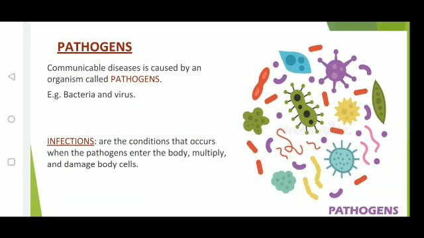The next term is infection. Infections are the condition that occurs when pathogens enter the body, multiply and damage the body cells. So what does infection mean? When these pathogens enter the human body, with a suitable environment, the bacteria or viruses will multiply. Once they multiply, they can damage your body cells, and whatever damage occurs leads to infection. So infections are the condition that occurs when a pathogen enters the body, multiplies and damages your body cells.